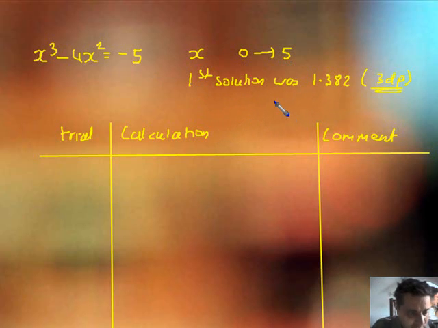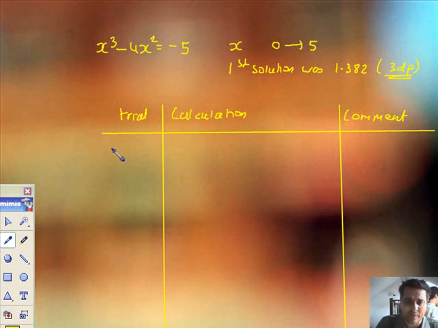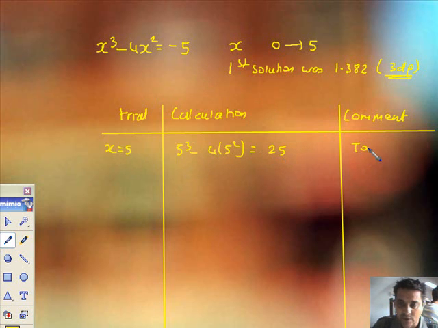Now what I did with this one, again I'm going to pause the video once I start writing some of this stuff down. I started from the other end. I thought, well, let's try with 5 first. So I'm going to try x is 5. And so here we go, 5 cubed minus 4 lots of 5 squared, and that came to 25. Clearly too high.